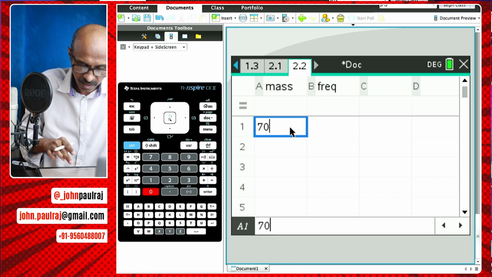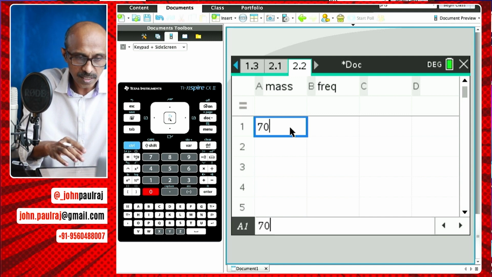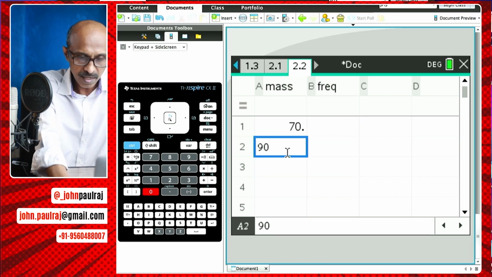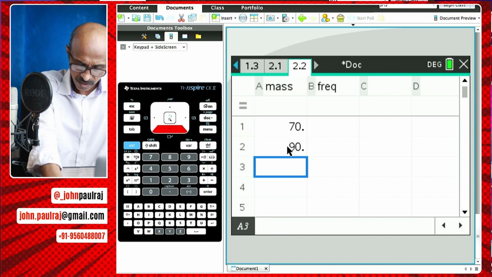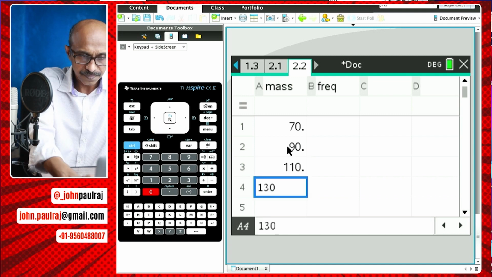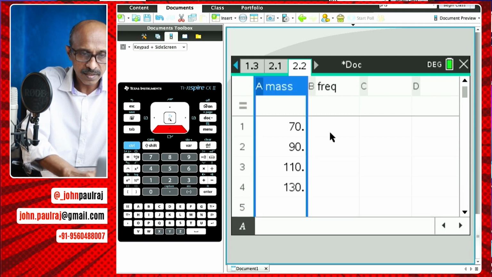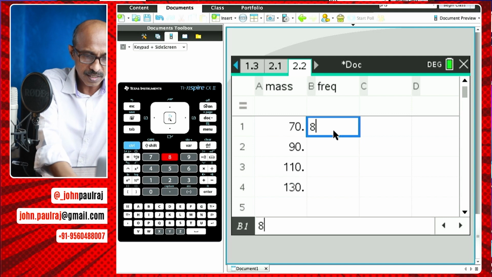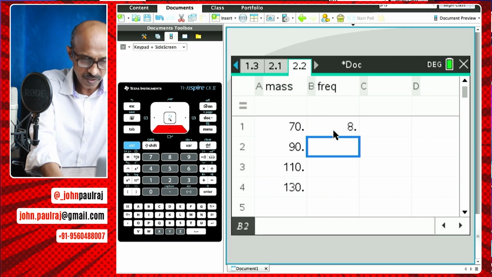70, that's 60 to 80. So 70, 80 to 100. So it should be 90, and arrow down. So 110, arrow down to 130. Okay. There you go. So then we enter the frequency as it is. So there will be 8, and arrow down to give you 3.